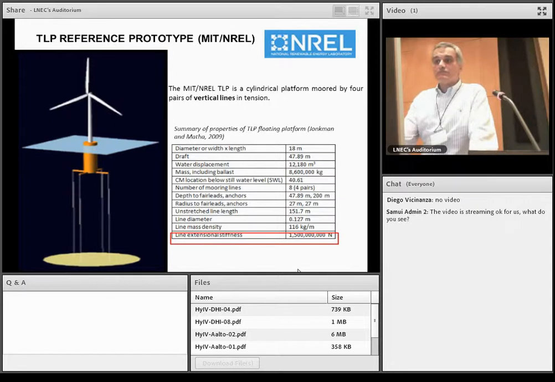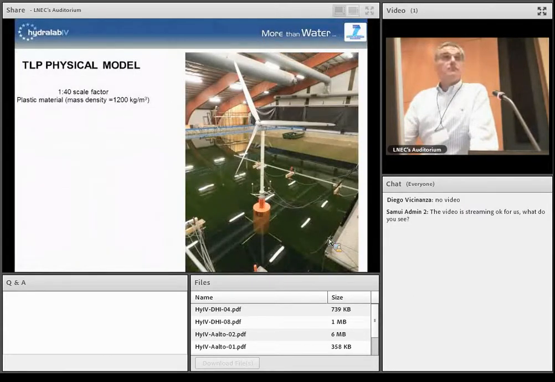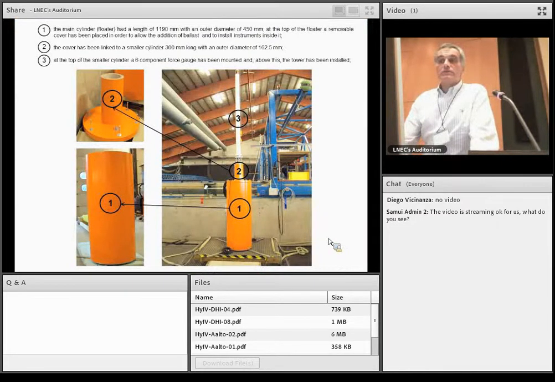The structure was composed of three parts. The main cylinder, with a length of about 1.2 meters, with the outer diameter of 0.45 meters. At the top of the floater, a removable cover has been placed in order to put the ballast and adjust it, and also to put some pressure sensors inside. The cover has been linked to a smaller cylinder, 300 millimeters long, with an outer diameter of about 162 millimeters. At the top of the smaller cylinder, a six-component force gauge has been mounted, and above this, the tower has been installed.